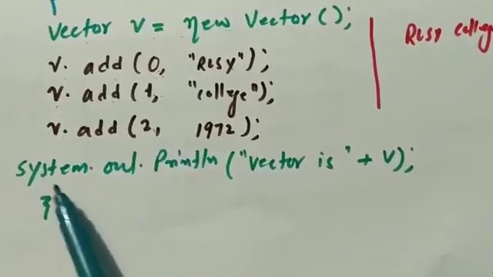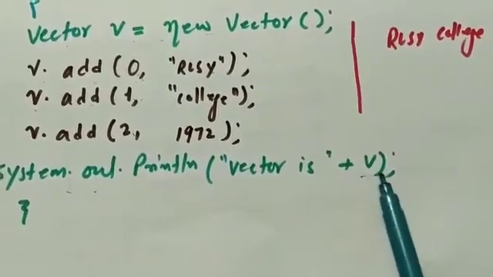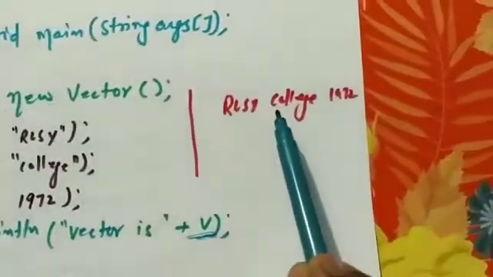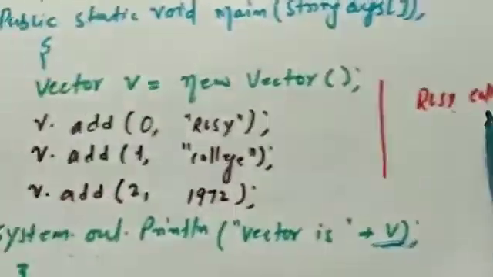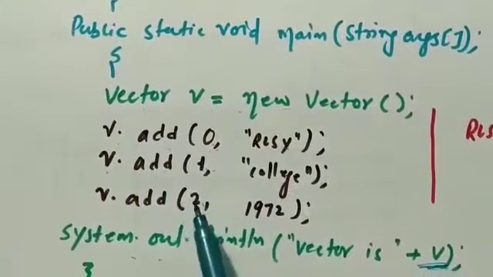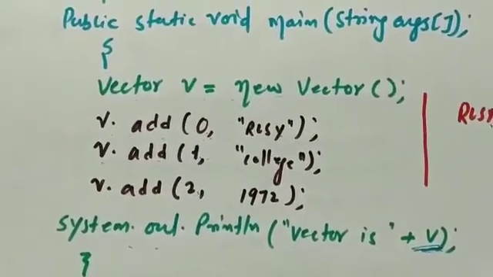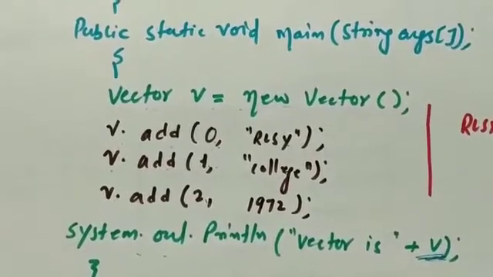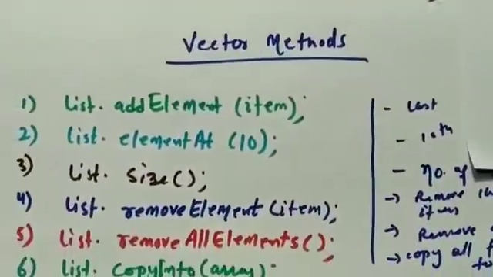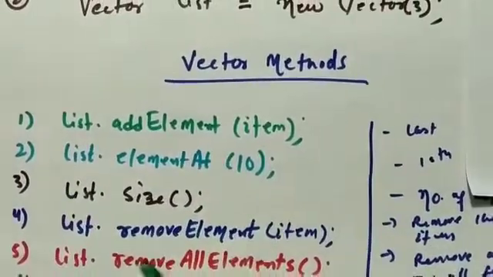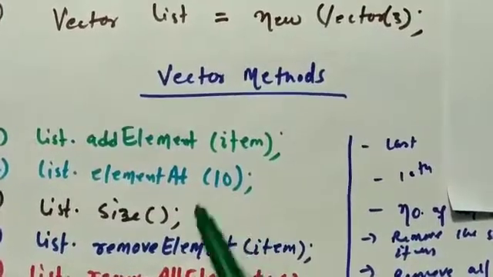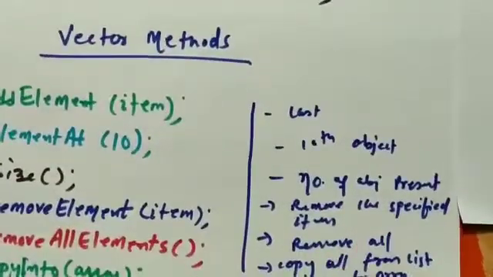Now let's see the print. What will be the output? System.out.println("Vector is " + v). Here v contains all three items. You can see the output: RLSY college 1972. So these are some methods and examples of vector. These are not all, but you can implement them in your own examples using these methods. I have mentioned a few of them. So mention your methods in your program and implement the program.